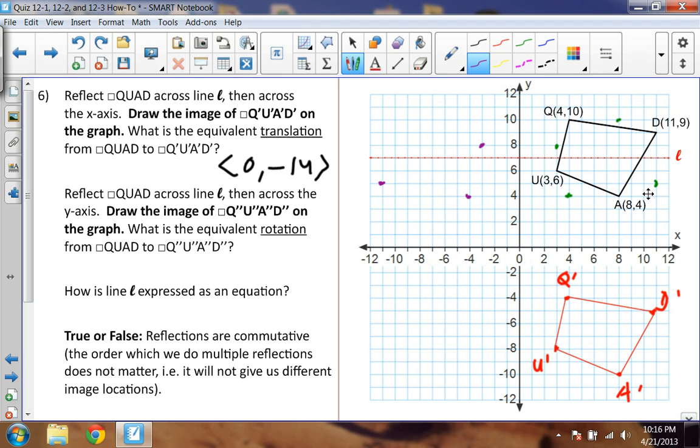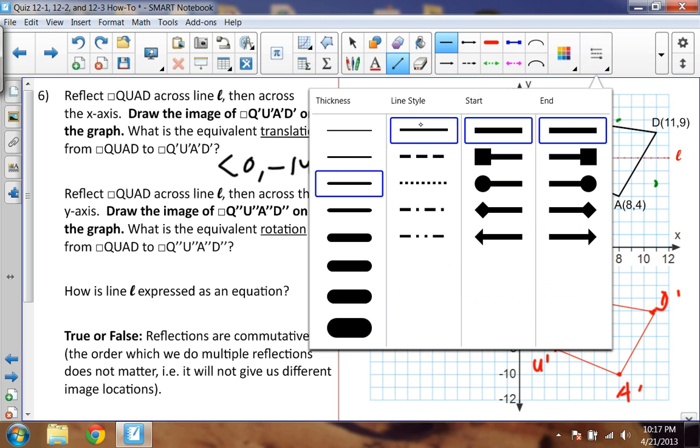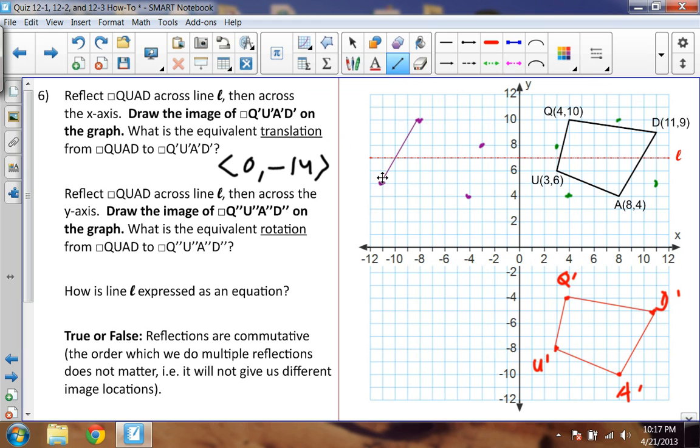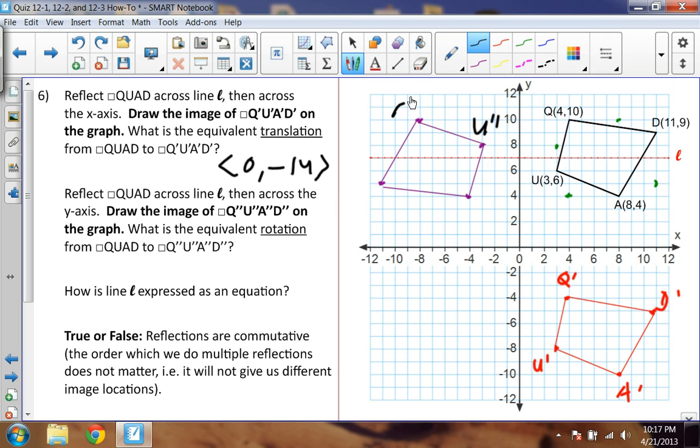And D was 11 units over. Oh, no, yeah, that's right. And A was, see, I need practice too. A is right there. Okay, so that should be looking like this. A little bit. And hopefully you also labeled. So this is U double prime. This is A double prime. This is D double prime. And this is Q double prime.